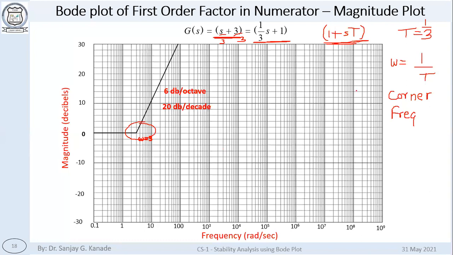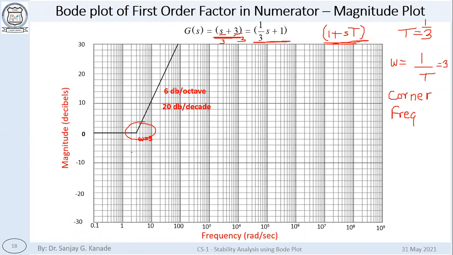So at omega equal to 3 in this particular case, t is 1 by 3, so omega is equal to 3. Until omega equal to 3, we have gain 0. See, the gain is 0 until omega equal to 3. And after omega equal to 3, gain is a straight line having a slope of 20 dB per decade. Now we have seen in our earlier lecture how to draw these lines, positive slope line and negative slope line.